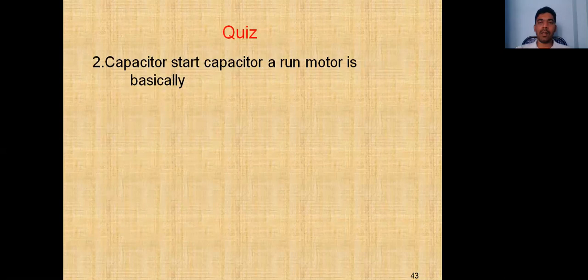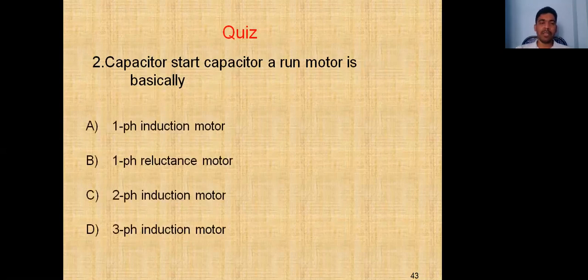Capacitor start capacitor run motor is basically a single phase induction motor, single phase reluctance motor, two phase induction motor, or three phase induction motor. It is basically a two phase induction motor because the main winding and auxiliary winding remain permanent in the starting and running conditions also.